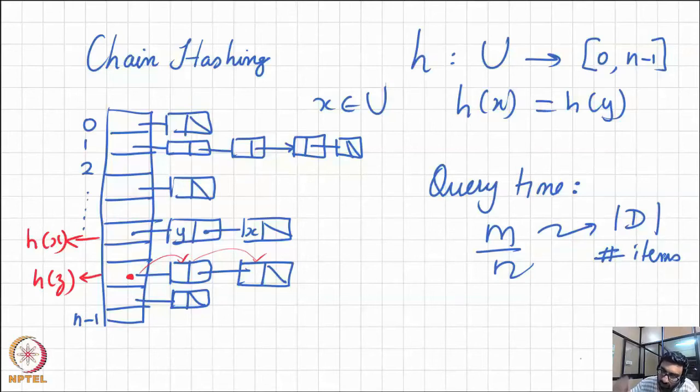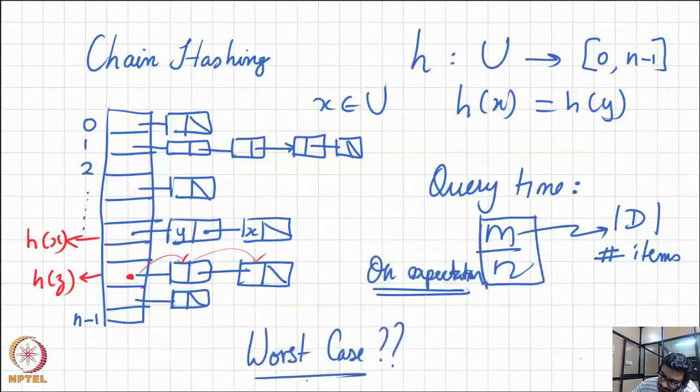But unfortunately, this is only in expectation. And of course, our big concern now is what about the worst case? How does chain hashing work in the worst case? So, how do we go about analyzing that? Well, here's where the balls and bins paradigm would be of help.